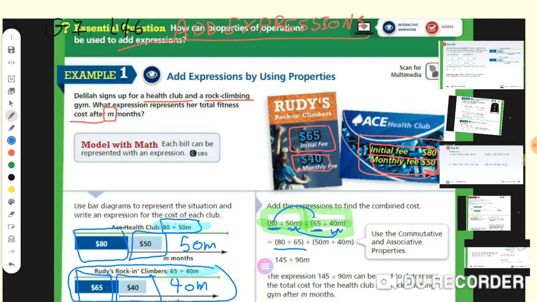So 80 plus 65 equals 145, and 50m plus 40m equals 90m. So the cost is 145, which she will pay directly, and she will pay 90 per month. So instead of m, you can put 1, 2, 3, depending on the number of months she will practice. Okay? This is the whole cost. Another example.